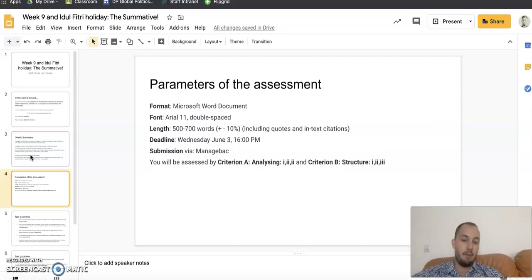It has to be a Microsoft Word document, because it obviously has to be submitted to ManageBac. Arial 11, double spaced, 500 to 700 words, plus or minus 10%, and this includes quotes and in-text citations. You'll be assessed by criterion A, strands 1, 2, and 3, and criterion B, strands 1, 2, and 3. Do have a look on ManageBac because it lists out all the specific strands.